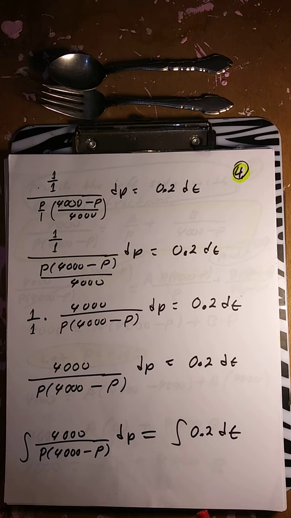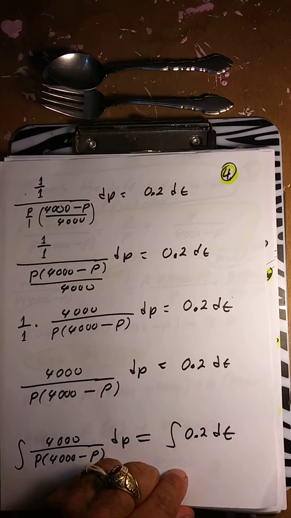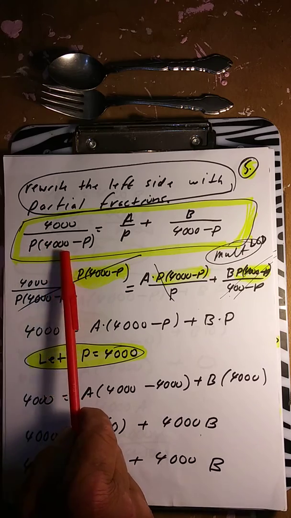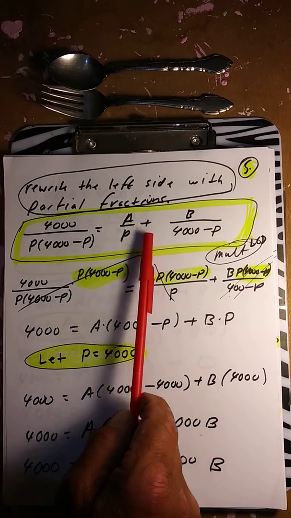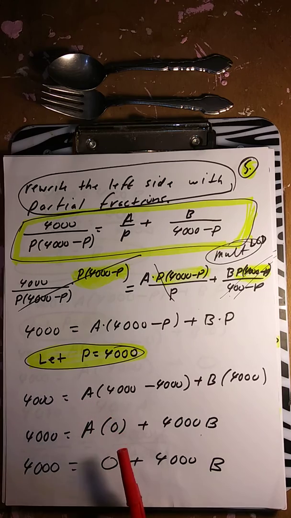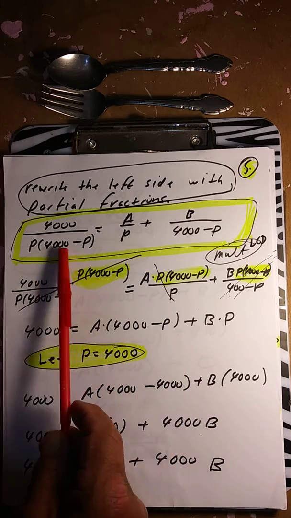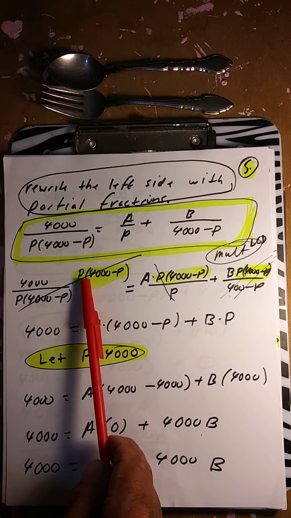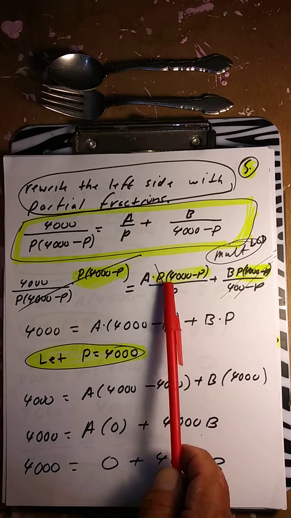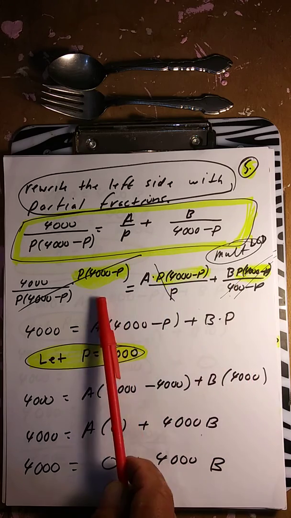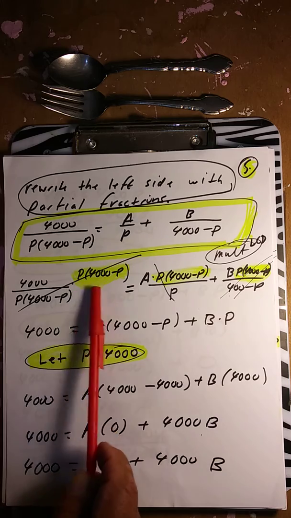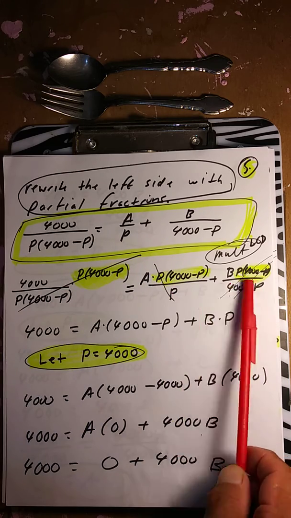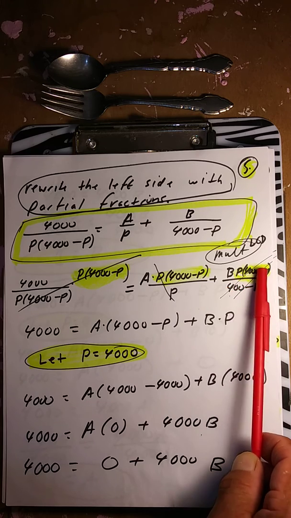Now, what's going to happen? We're going to have to break this down. 4,000 over P(4,000 - P) equals A over P plus B over (4,000 - P). We rewrite the left side with partial fractions. So there's the problem we're trying to solve. Multiply by the LCD, which is P(4,000 - P). We multiply all these by that LCD. The P's cancel here, and all these guys cancel here.